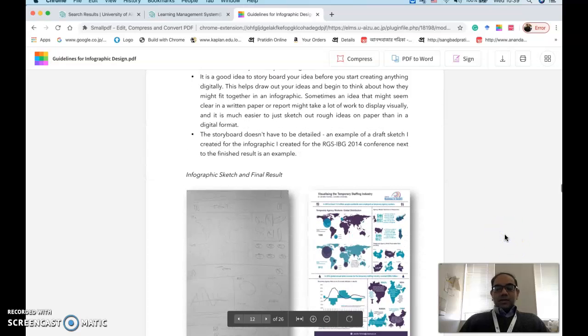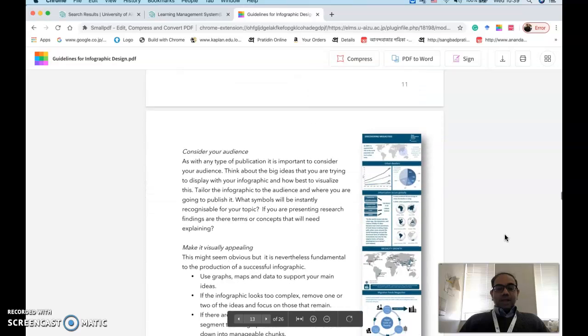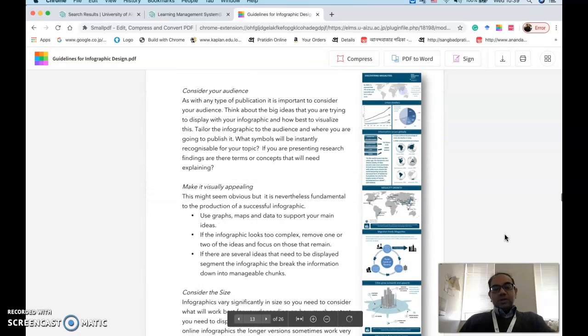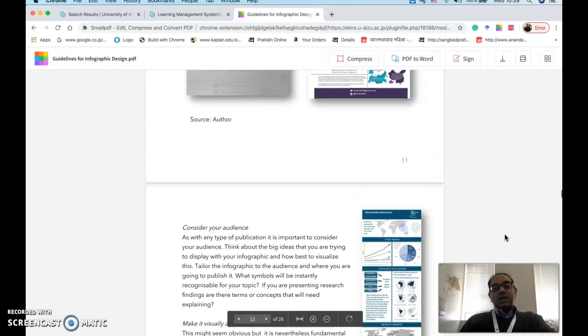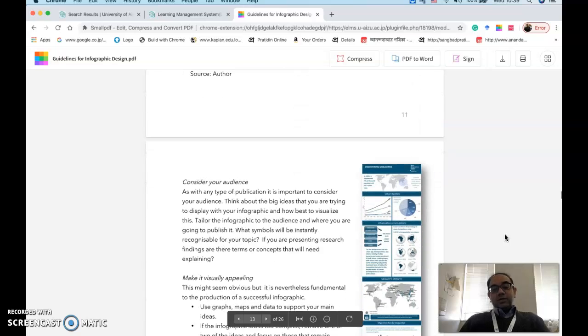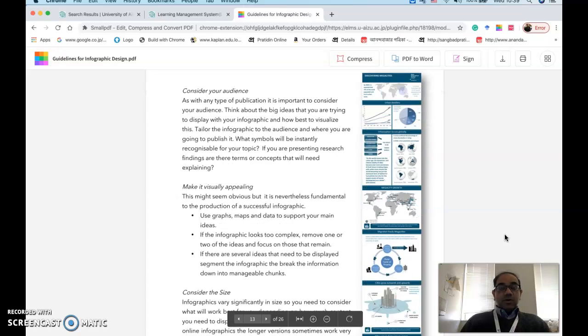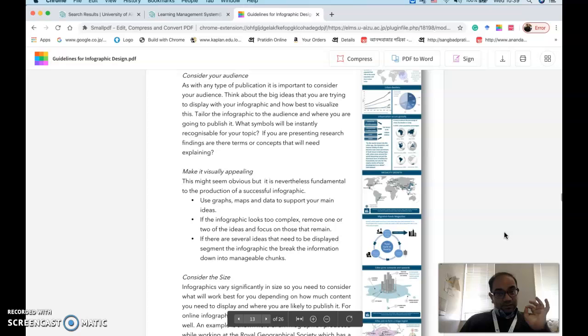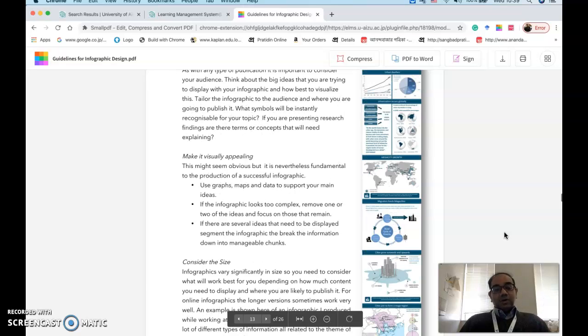Anyways, so this talks about how to design. This gives you an idea of how to design an infographic. So consider your audience. Who are you building this for? You just don't build an infographic for anyone. You build it for a certain kind of audience, people who are interested in certain things. So you have to look at who you're building this for, your audience.